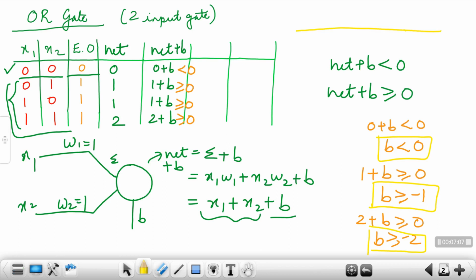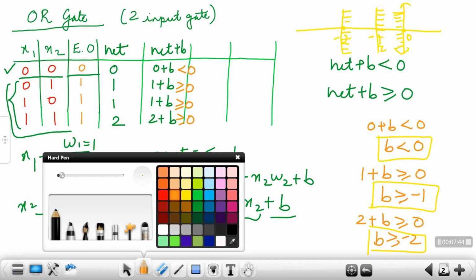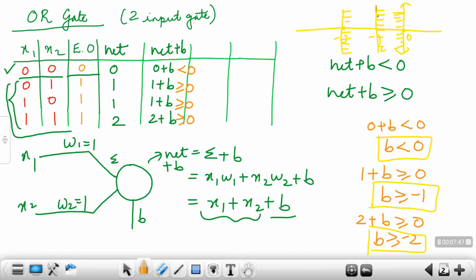So if I draw the line, x-axis and y-axis, now this is for the bias, this is 0, this is minus 1 and this is minus 2. So b has to be less than 0, meaning it should be this side. And then I say that b has to be greater than or equal to minus 1. And then the third condition is b has to be greater than or equal to minus 2. So all these three conditions should be satisfied. In order that all these three conditions are satisfied, where should be b? The value of b should be lying somewhere here.